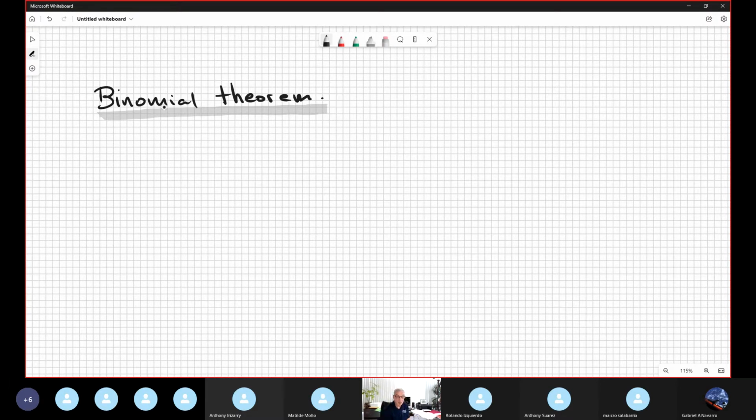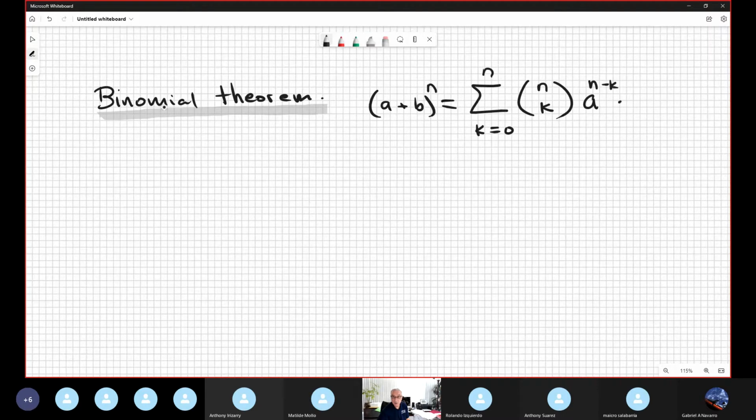What is the idea behind this? You have a plus b, a binomial, to the n power, and this is equivalent, guys, to the summation from k equals 0 to n of something you don't understand now, but I want to explain in a moment. This is the combinatorial number times a to the n minus k times b to the k. This is the formula that Newton discovered. But how did Newton discover this?